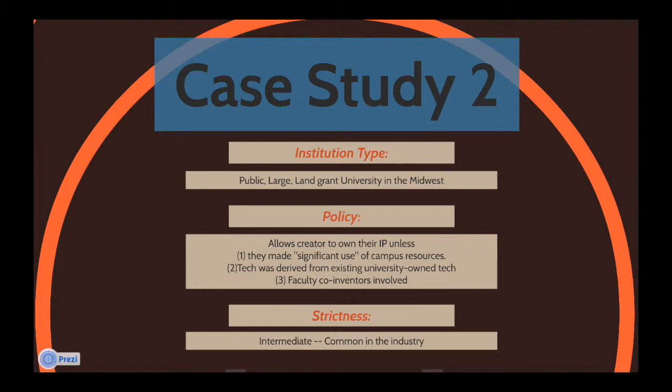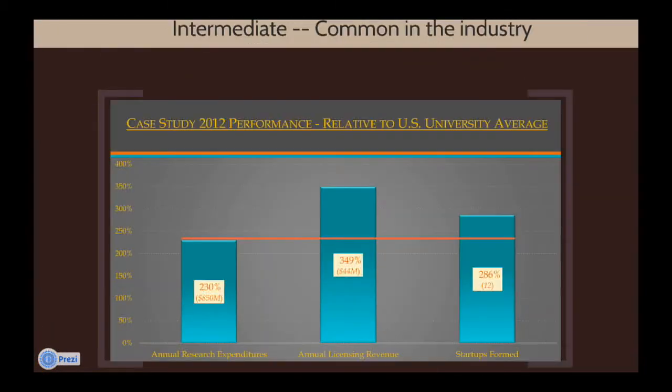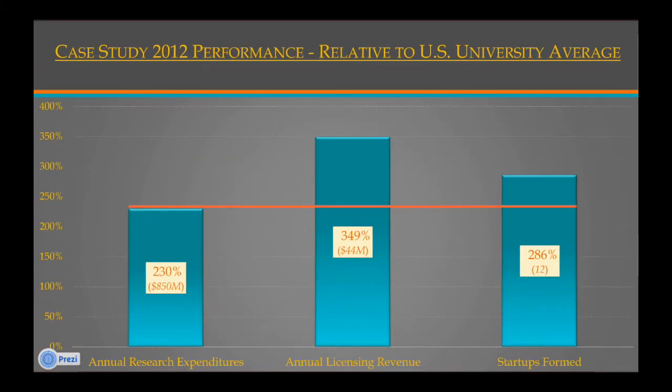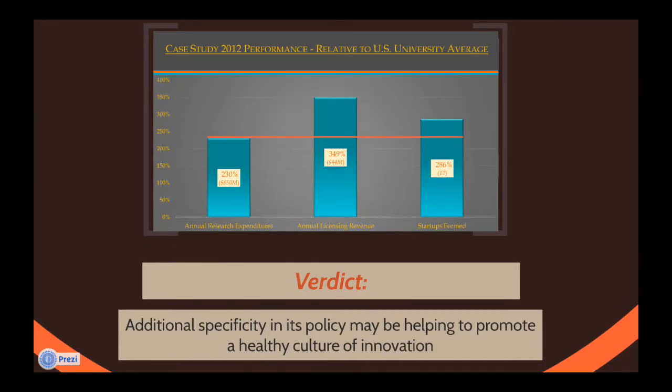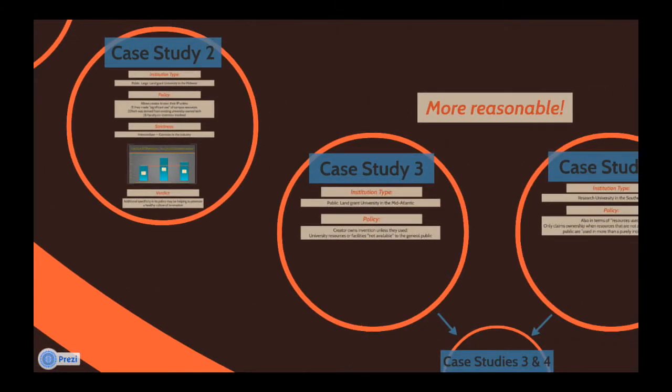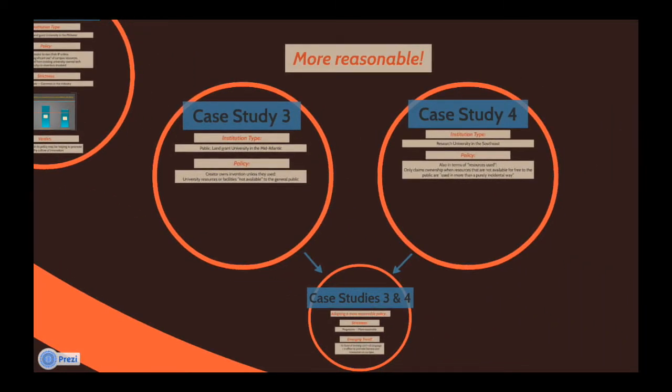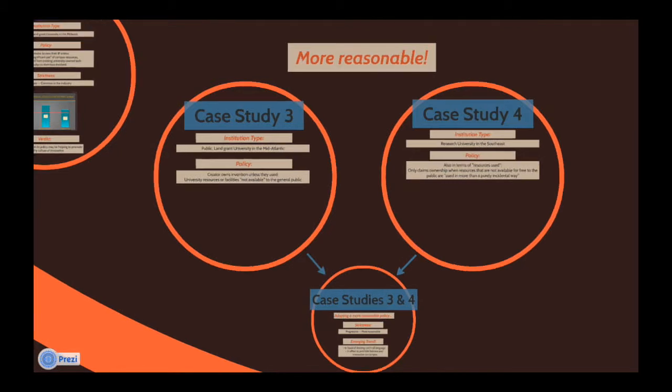We would describe this baseline policy as one that is commonly encountered in the industry and therefore intermediate in its strictness. Data shows that this institution generated significant additional licensing revenue and launched more startup companies relative to its peers, suggesting that the additional specificity in its policy may be helping to promote a healthy culture of innovation. Other campuses narrow this language even further, adopting a more reasonable policy based on the use of campus resources.